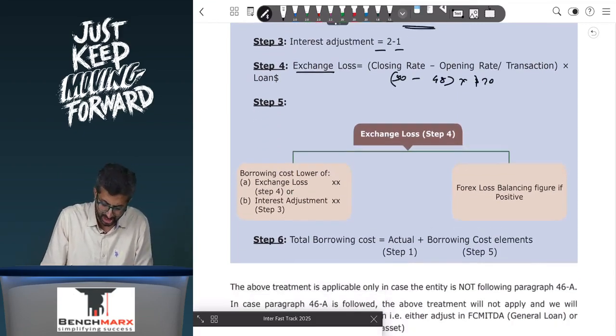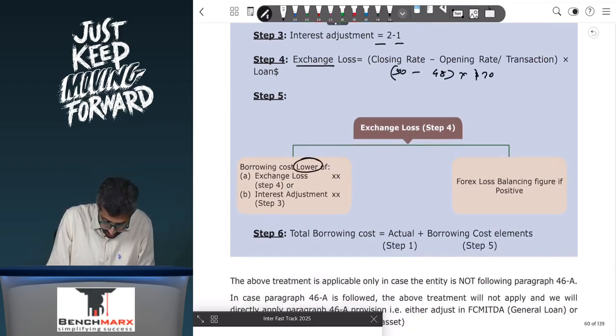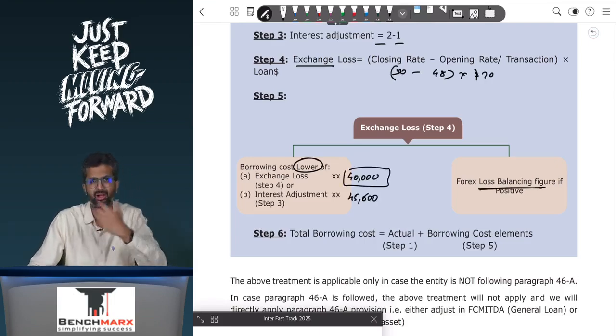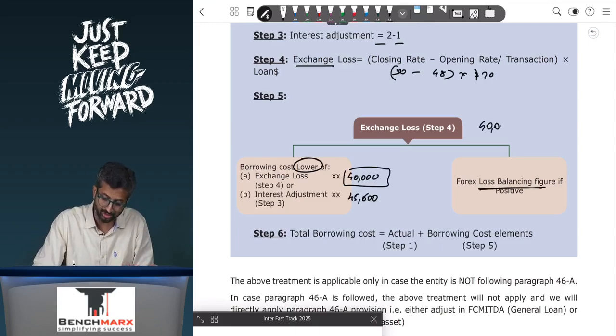So I will say that the exchange loss has a borrowing cost which is the lower of the exchange loss, which is possibly 40,000, or the interest adjustment, which is 45,600 interest savings, and hence the lower of the two. There's no other loss beyond this. The entire 40,000 is attributed to interest.